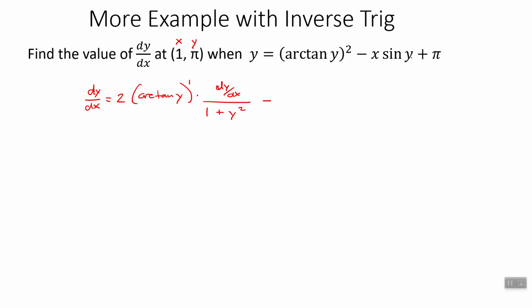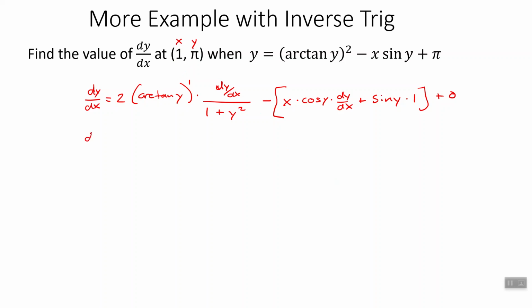minus, and now we're doing this guy. So we've got to do a product rule here. You could just put the negative with the x, but I already wrote the minus out front. So it's the first times the derivative of sine of y, which is cosine of y, times dy/dx, plus the second times the derivative of the first, plus the derivative of pi, which is 0. Pi is a constant. All right, so now we want to find dy/dx when x is 1 and y is pi. Let's just plug in.